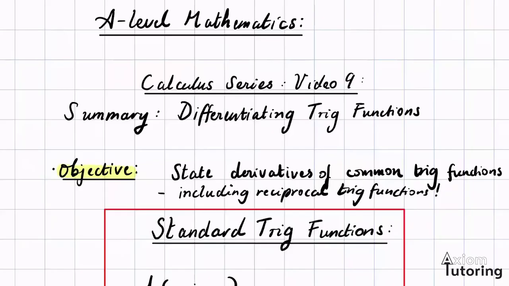This video is a summary for differentiating trig functions. So our objective is just to state the derivatives of common trig functions which we have looked at previously, and we have found the derivatives from first principles. And in this video, we're going to include the reciprocal trig functions. So we're going to state the results when we differentiate those.